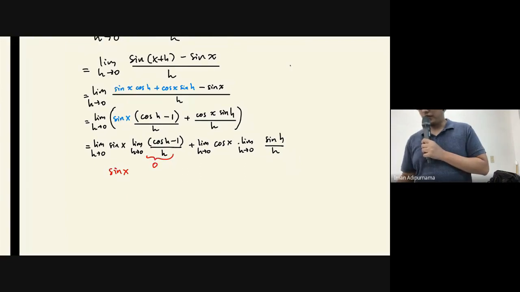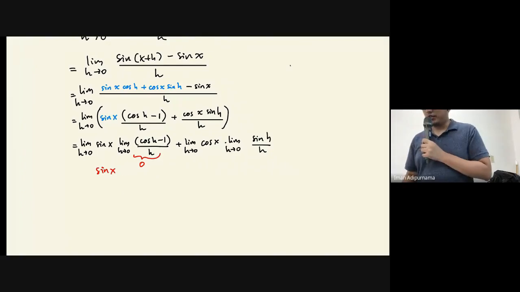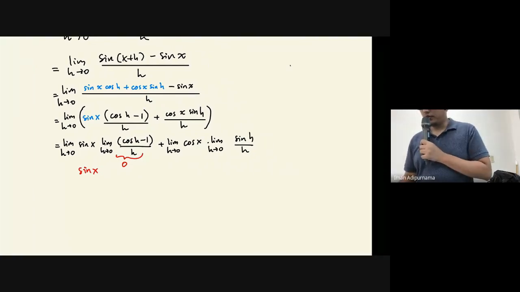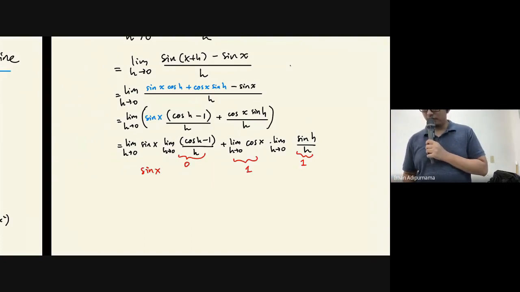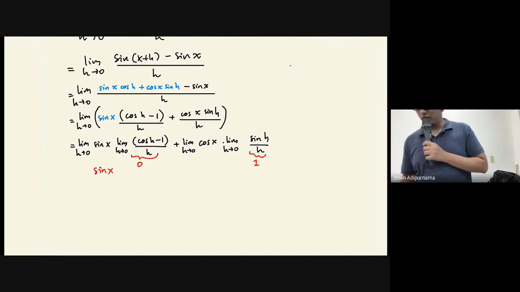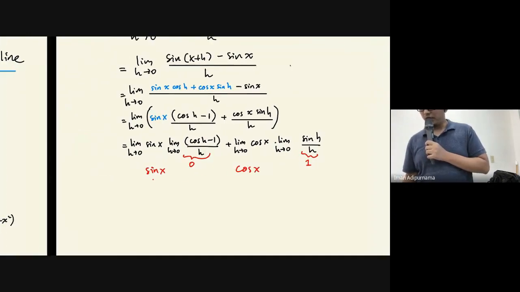Okay. This idea is taken from the sine x over x. The sine x over x here is equaling 1. And this is equaling 1. Wait, it's not 1. The 1 is here. This is cos x. But because this becomes 0, your answer should be cos x.